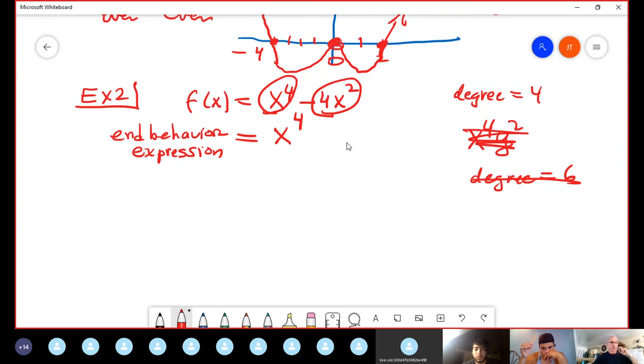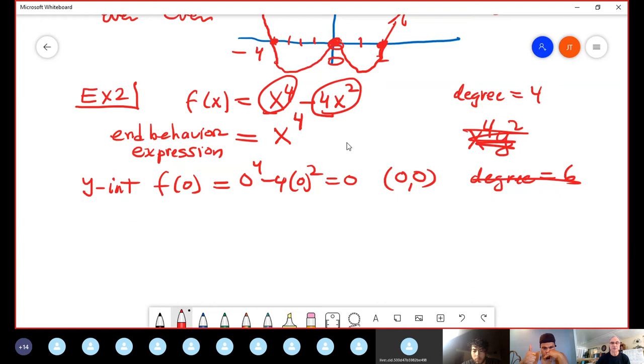The intercept, in order to find the y-intercept, you evaluate the function at 0. You evaluate the function at 0: 0 to the 4th power minus 4 times 0 to the 2nd power. It's 0, because the point (0,0) belongs to the graph. In this case, (0,0) is both the x-intercept and the y-intercept.